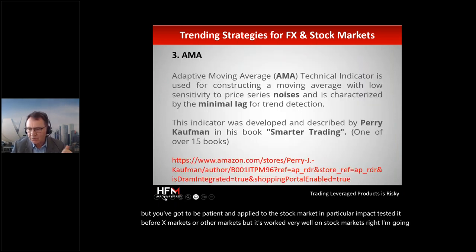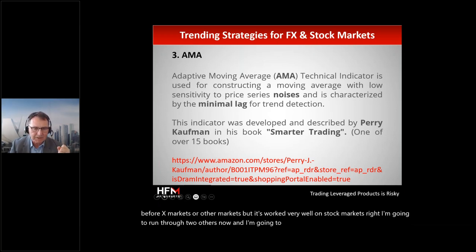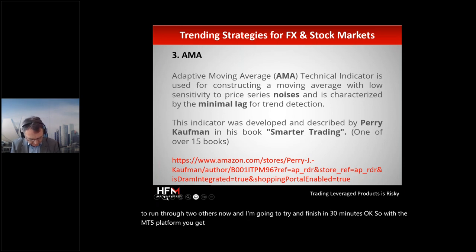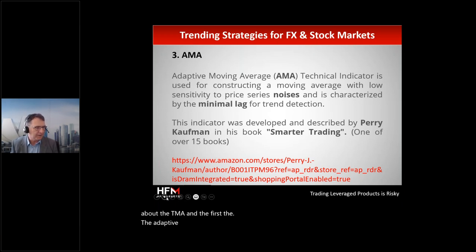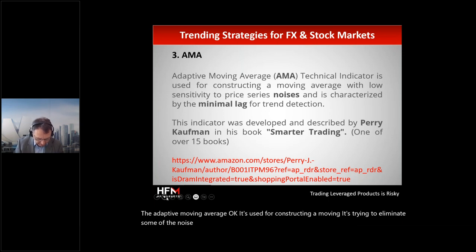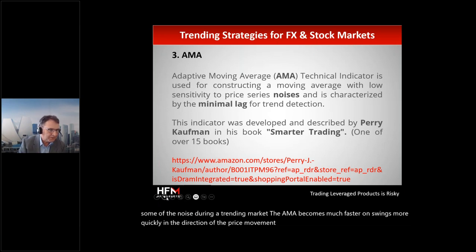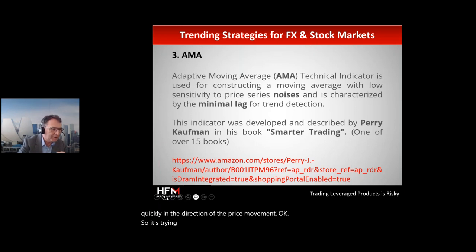Right, I'm going to run through two others now, and I'm going to try and finish in 30 minutes. So with the MT5 platform, you get some other types of moving averages. We're going to talk about the TMA and the AMA, the adaptive moving average. It's used to try to eliminate some of the noise. During a trending market, the AMA becomes much faster and swings more quickly in the direction of the price movement. So it's trying to get rid of the noise and the lag of traditional moving averages.